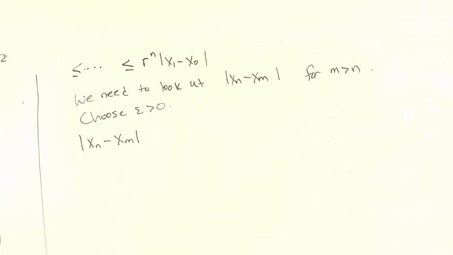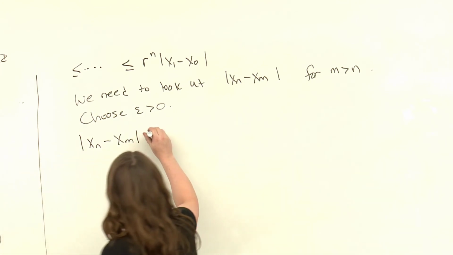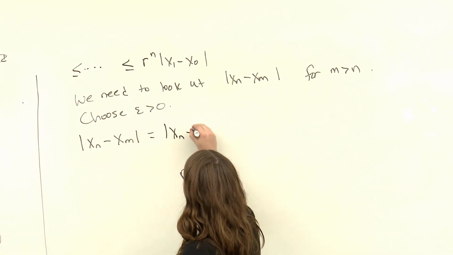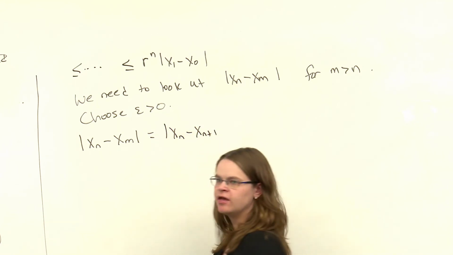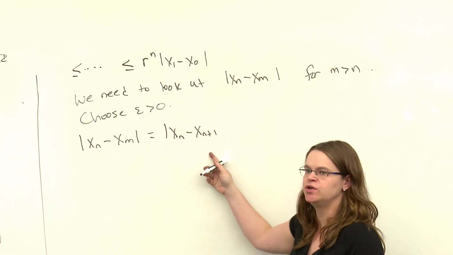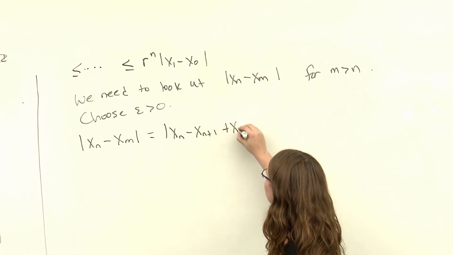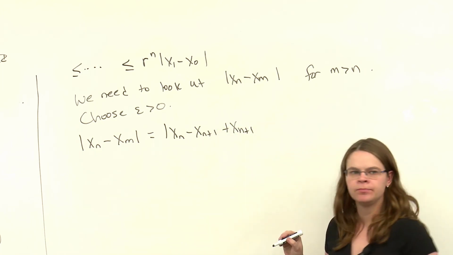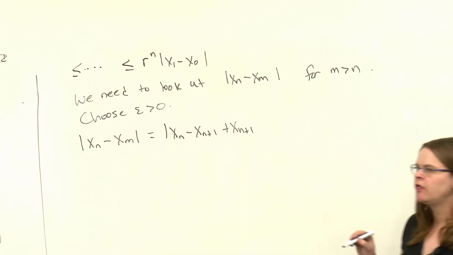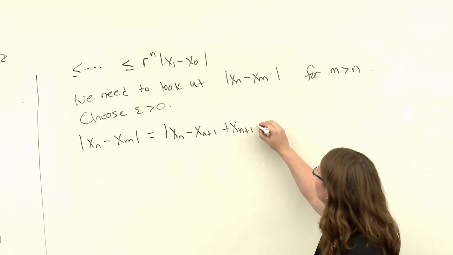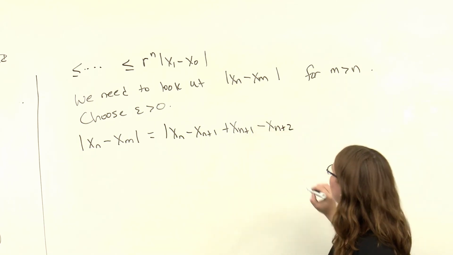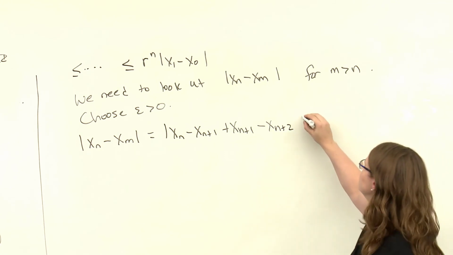So I'm going to do what I always do. I'm going to put these in terms of things that I know something about. I know something about how neighboring terms are related to each other. So I could compare xn to xn plus 1. That would be easier because I know how those are related to each other. That means I need xn plus 1 to come back. I could compare xn plus 1 to xn plus 2, because I know how those are related to each other. I need to add that back.